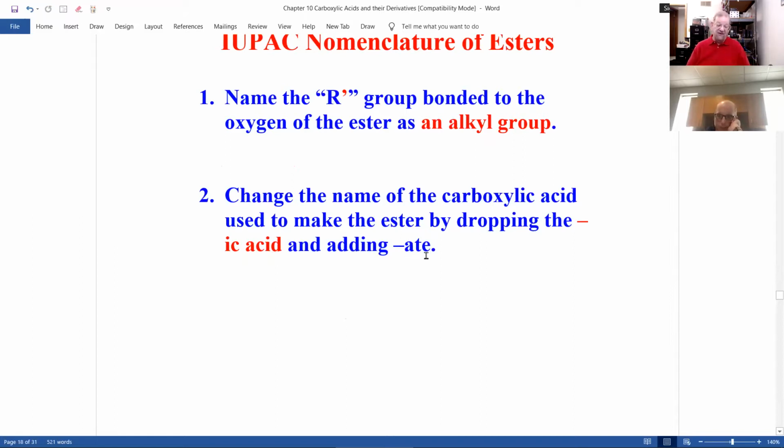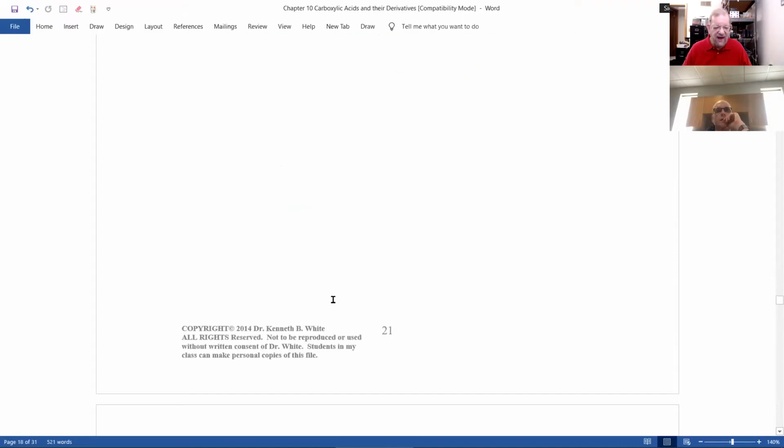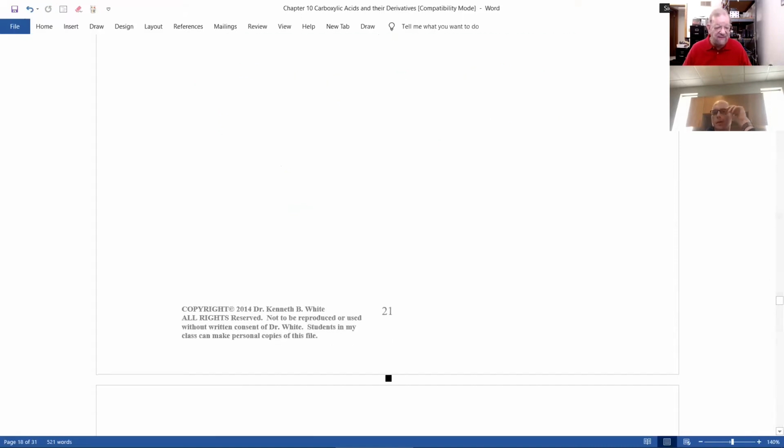Now, a couple of years ago, I had a very creative 170 student, and he came up with a modification of step two. And I'll teach you both this step, which I call step 2A, and step 2B. And immediately I say, to be or not to be, that's the question. Oh, I can't stop from saying that for those who know Shakespeare. But anyways, that's how you name esters. So let's do some.